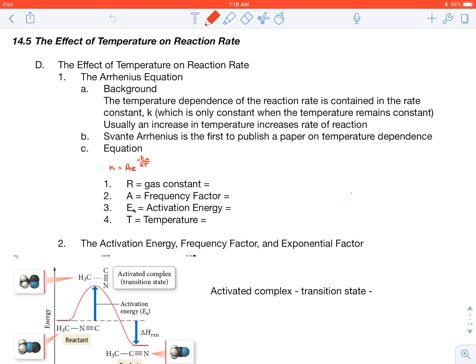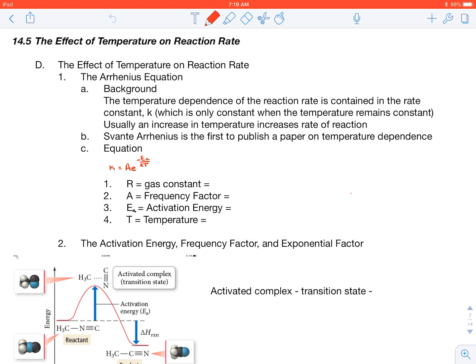Hello and welcome back. This is 14.5, the effect of temperature on reaction rate. We're actually going to do some quick going over of some of this information because it's no longer included on the AP exam, but it's good to talk about in case you have to see it in college.